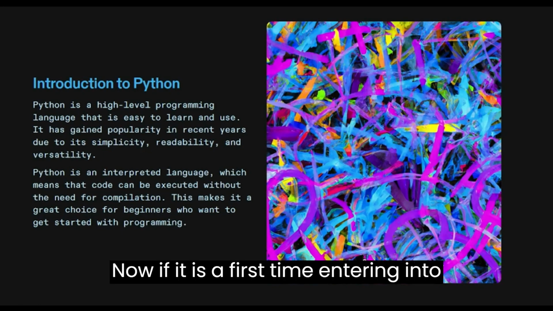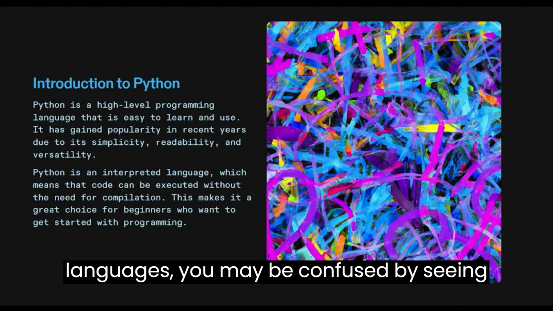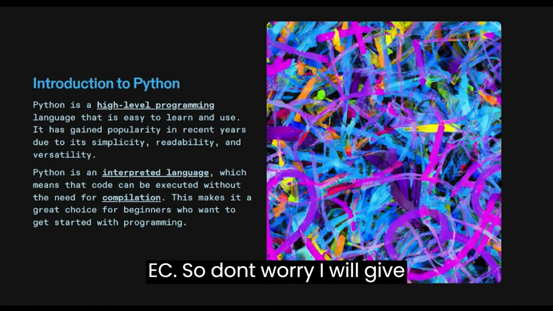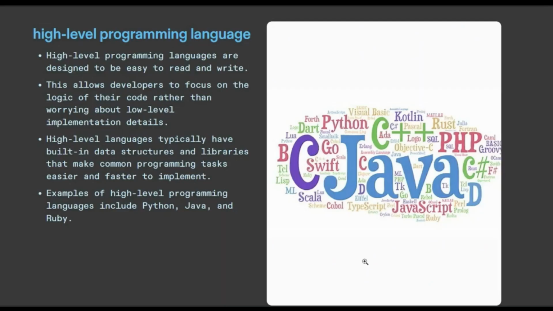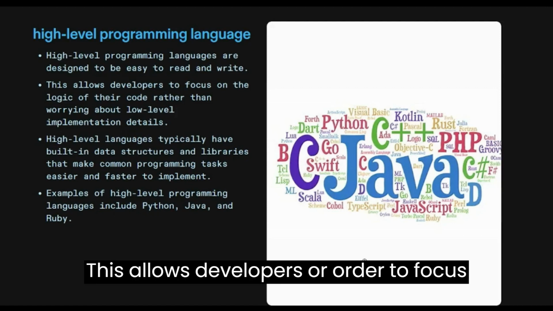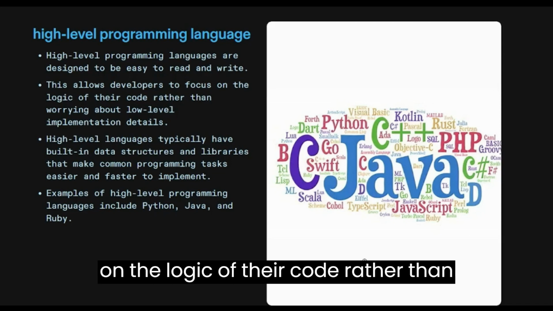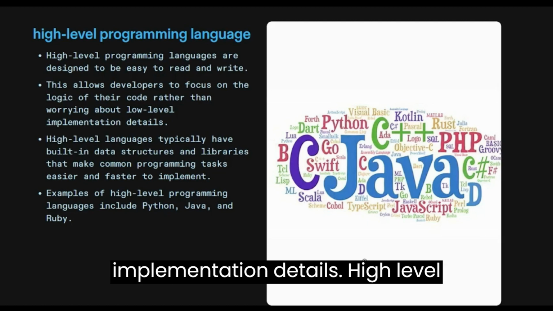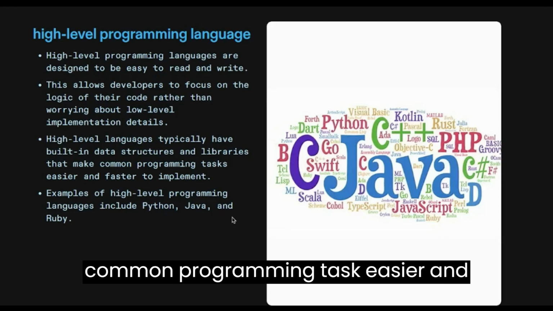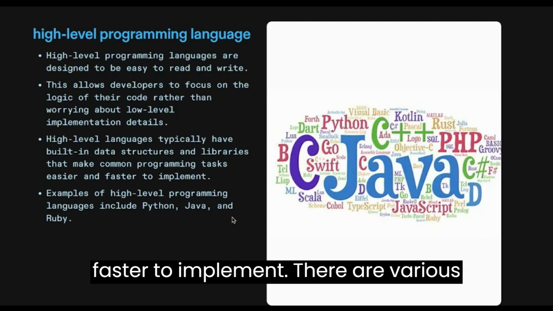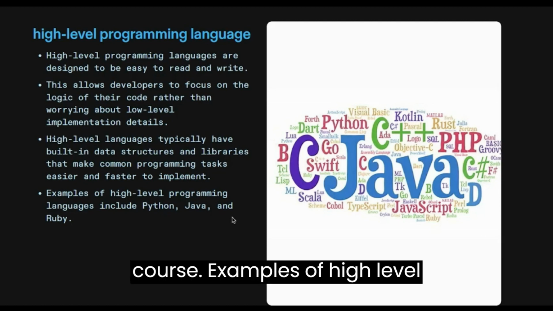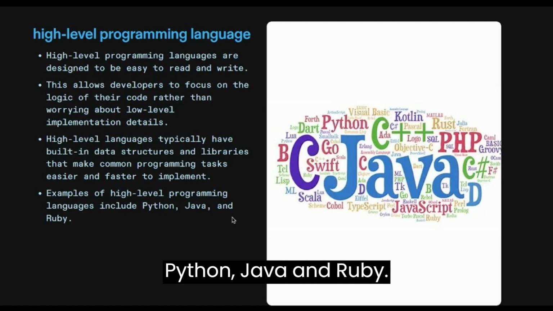Now, if it is your first time entering into computer science and programming languages, you may be confused by terms like high-level programming language, compilation, interpreted language, etc. So, don't worry, I will give you information about it. High-level programming languages are designed to be easy to read and write. This allows developers or coders to focus on the logic of their code rather than worrying about the low-level implementation details. High-level languages typically have built-in data structures and libraries that make common programming tasks easier and faster to implement. There are various features which have been pre-built in Python, which we are going to use in this course. Examples of high-level programming languages include Python, Java, and Ruby.